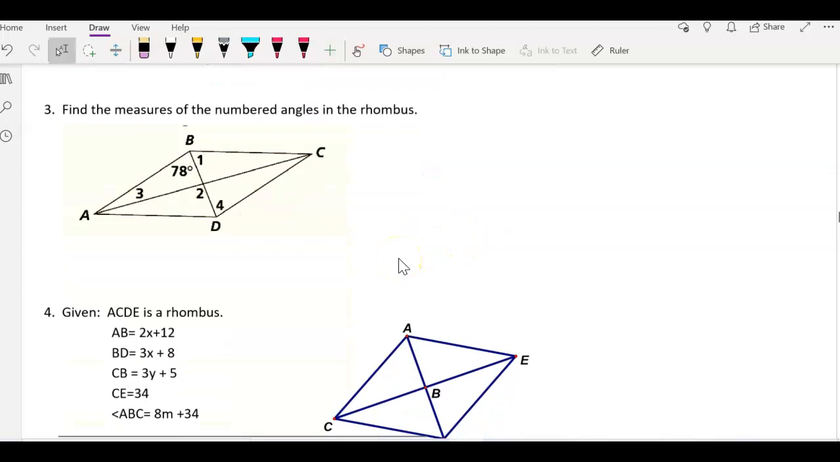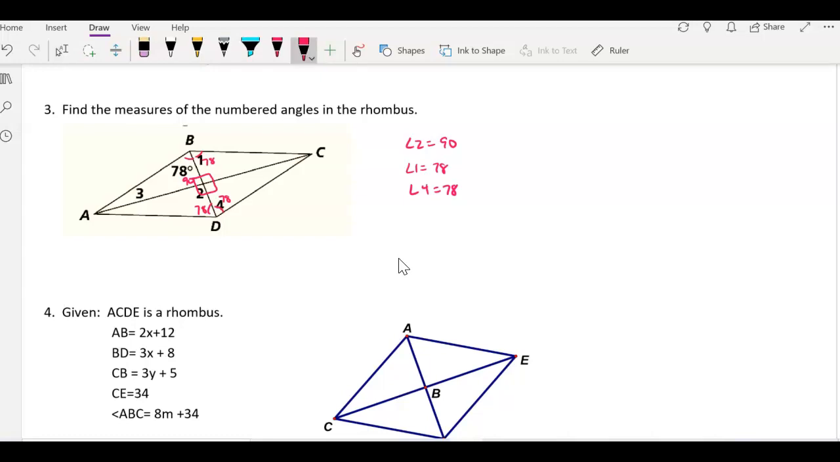In example 3, what's the easiest angle measure to find here? That is angle 2, because you know right away these diagonals are perpendicular to each other, so angle 2 has to be 90 degrees. To find the other angles, for angle 1, you should know that all four of these angles will be congruent. So angle 1 will be 78 degrees, angle 4 will be 78 degrees. All of these angles will be 78 degrees.